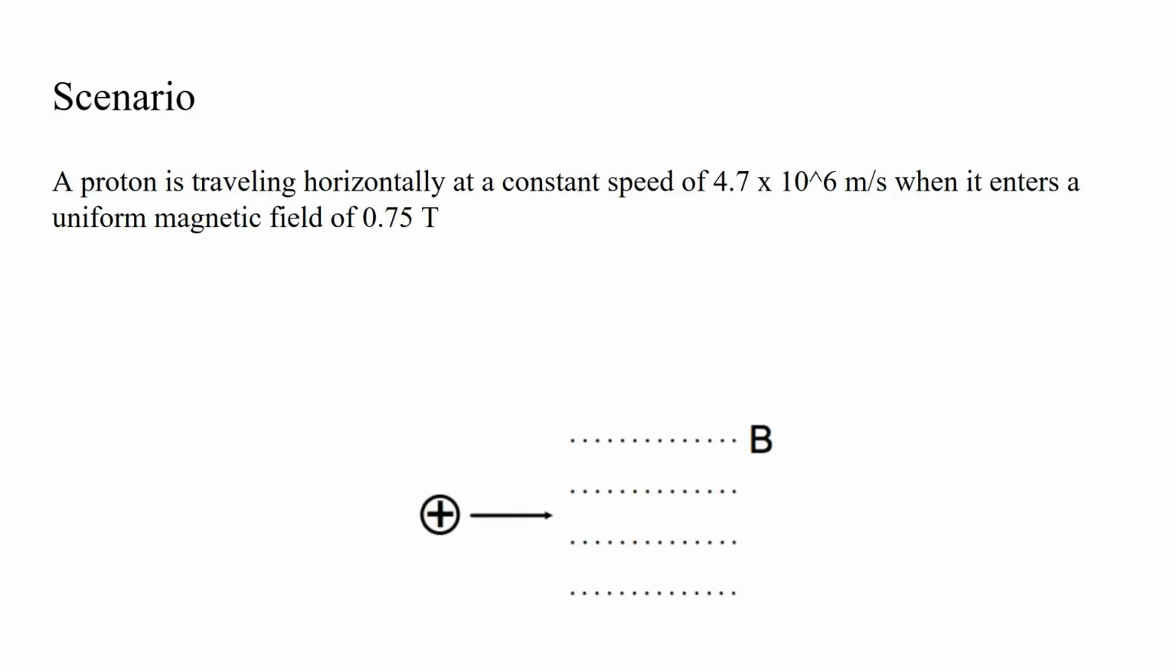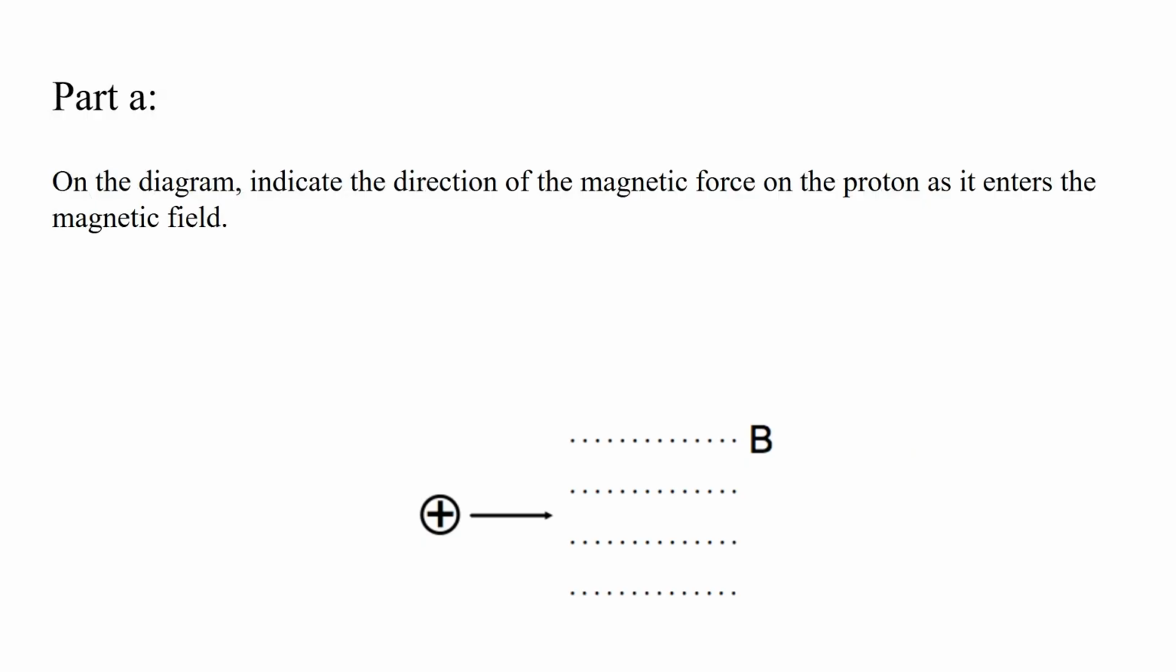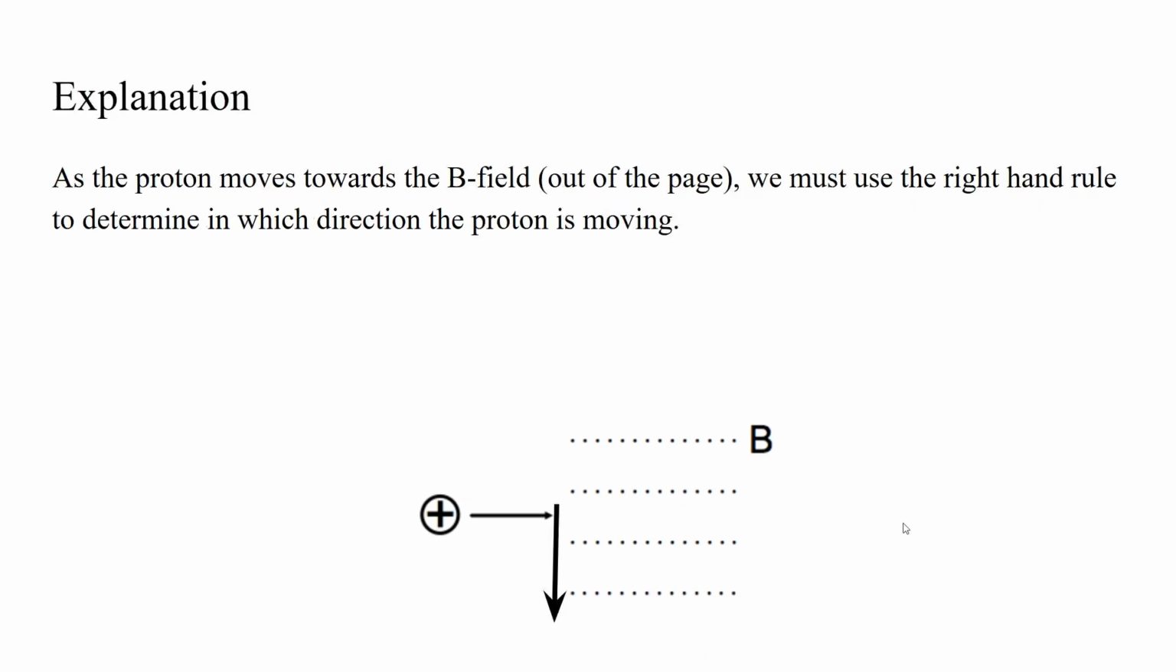Here's a scenario. A proton is traveling horizontally at a constant speed of 4.7 times 10 to the 6th meters per second when it enters a uniform magnetic field of 0.75 Teslas. So here we have a situation. A proton is entering a dot field, which is the magnetic field, and we'll be computing a bunch of different values and figuring out its path. So part A asks us to indicate the direction of the magnetic force on the proton as it enters the magnetic field. To do this, we will be using the right-hand rule as the proton moves towards the B field, which is going to be out of the page since it is represented by dots.